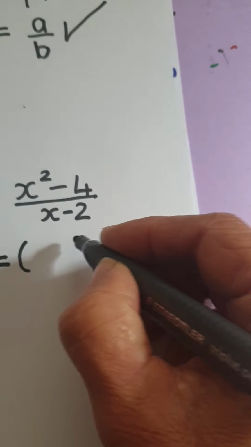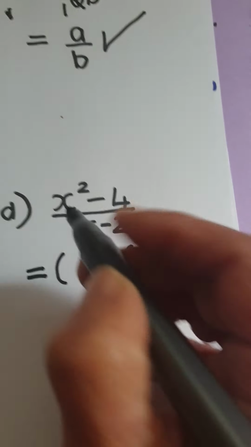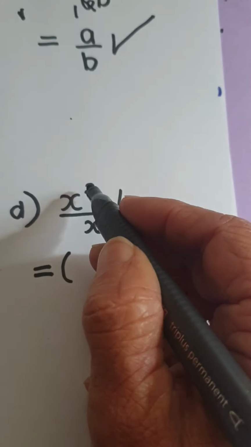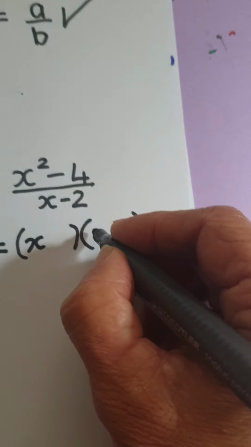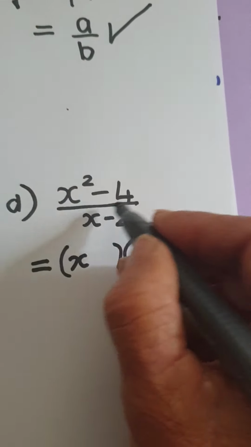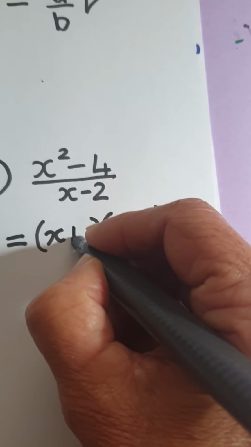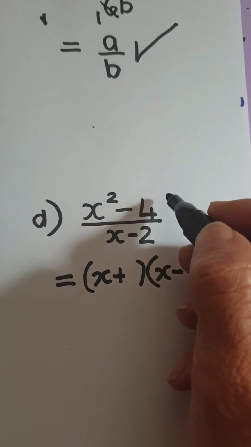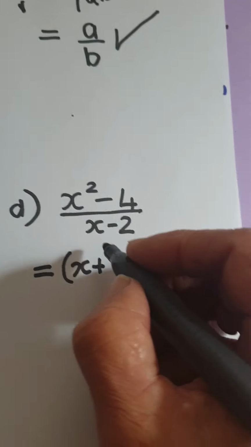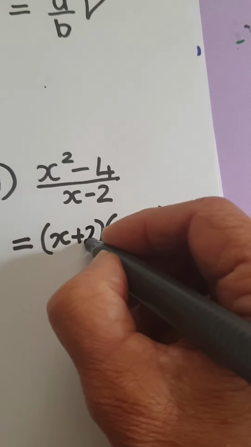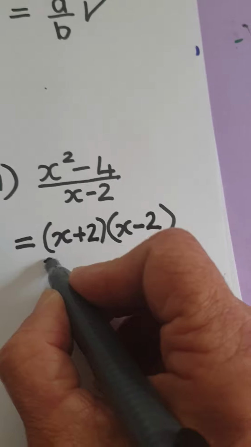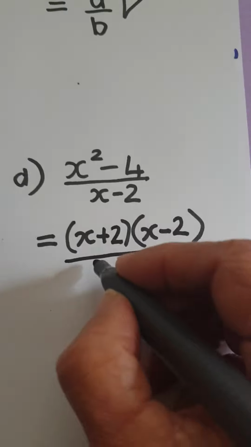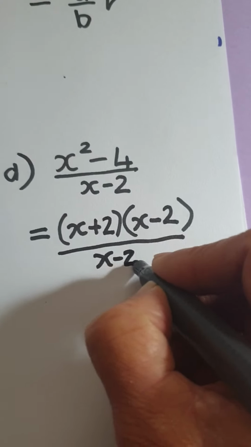I'm going to get 2 brackets. The first term in my brackets will be the square root of the first term. So what times what give me x squared? It will be x times x. To get the middle term to fall away, I need opposite signs. So I need a plus and a minus. And I'm going to get the square root of the second term. For my second term in the bracket, square root of 4 is 2 and 2. So now I factorize the numerator and I get this. And I'm dividing with x minus 2.